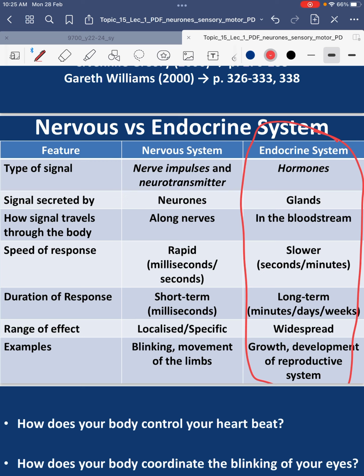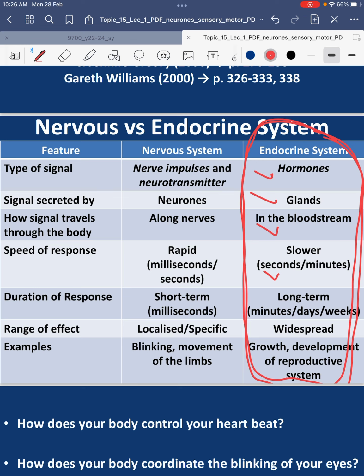We look at the endocrine system. The type of signal in the endocrine system is called hormones, produced by glands. How does the signal travel to the body? Into the bloodstream. The speed of response is slow, because it has to travel in the bloodstream and follow the flow of the blood and so on. The duration of the response can be minutes, can be days, can be very long, even up to weeks. The range of its effect is widespread.